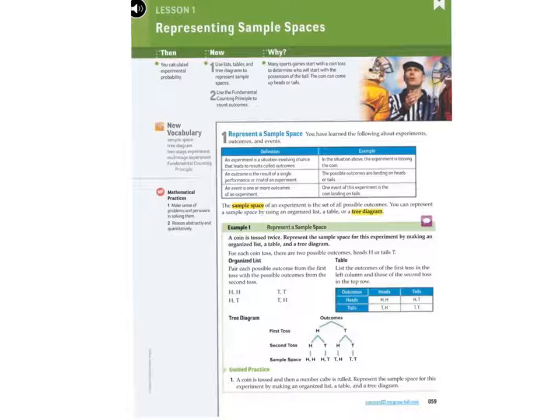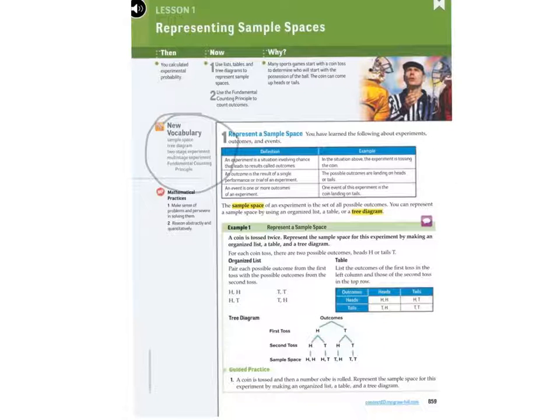Okay, so now we're moving on to chapter 12, which is representing data. 12.1, there are several things. We are doing sample space. This is more of a diagrammatical type of thing. But again, check your vocabulary. There's a lot of new vocabulary.